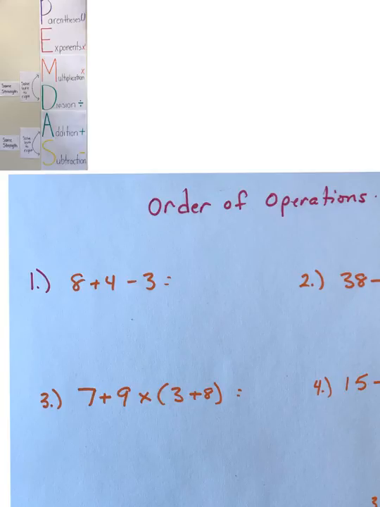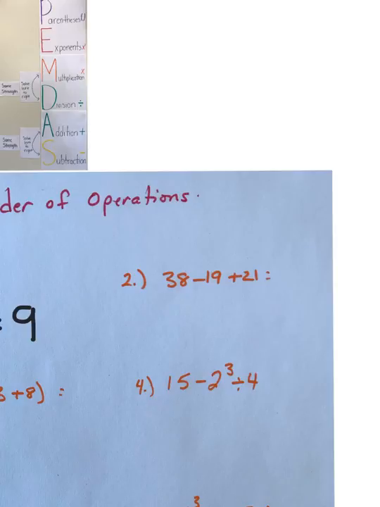For the first problem, we have to check. It's 8 plus 4 minus 3. No parentheses, no exponents, no multiplication and division from left to right. In addition and subtraction, you do have to do it from left to right. So we will just go in order from this. 8 plus 4 is 12. I'm rewriting it, minus 3 equals 9.